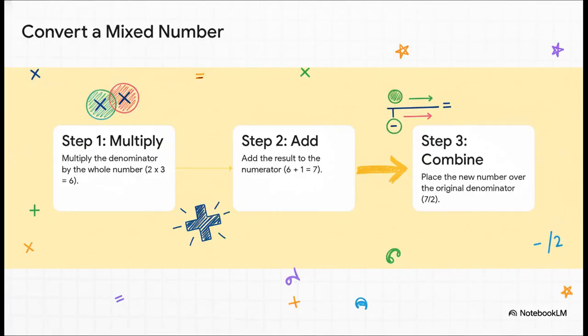Speaking of which, you're going to see mixed numbers like 3.5 all the time. To do any math with them, you've got to convert them first, and it's super easy. You just multiply the bottom number by the big whole number, add the top, and slap that new number over the original bottom. So 3.5 becomes 7/2. You've got to know how to do this. It's step one for so many problems.